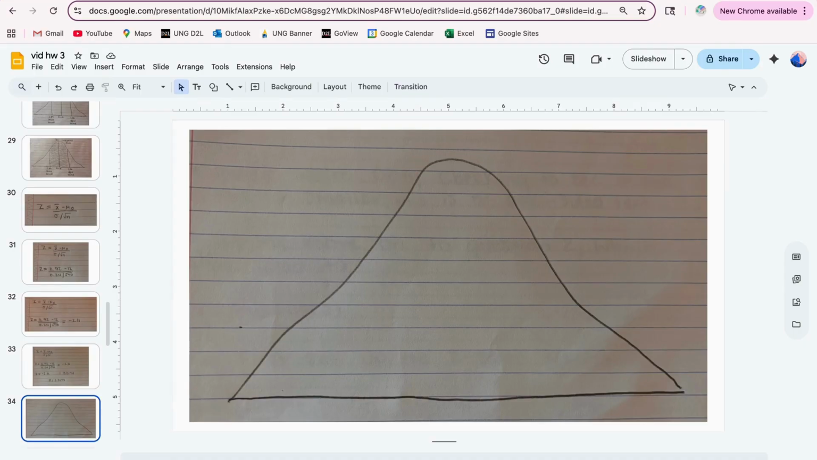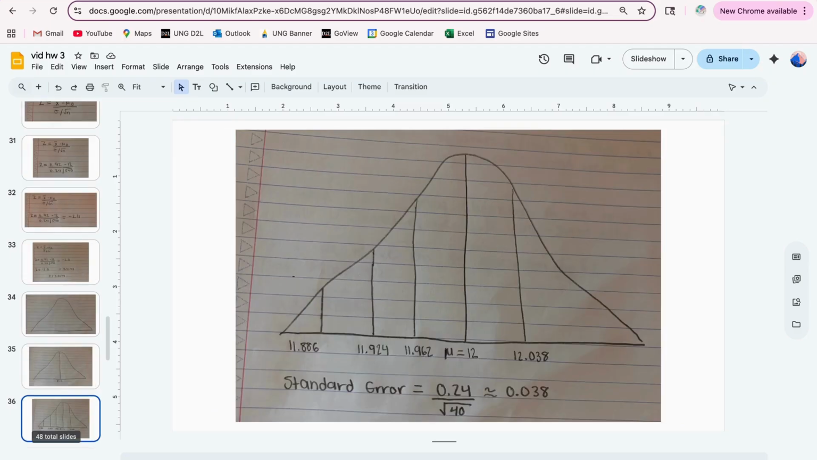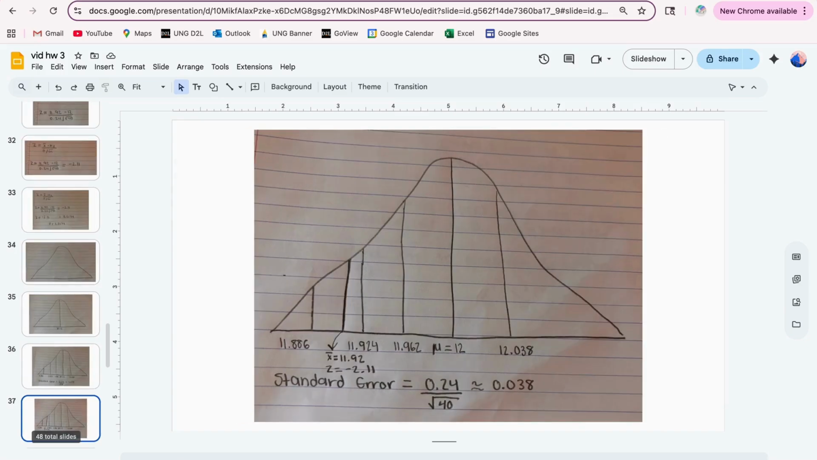We will start by sketching the normal curve and marking the mean of 12 ounces in the center. Then we mark our standard errors. The standard error, which we calculated as 0.038, is shown below the curve. One standard error is marked above and 3 below the mean. Next, I marked the sample mean on the curve and indicated the corresponding z-score of negative 2.11.